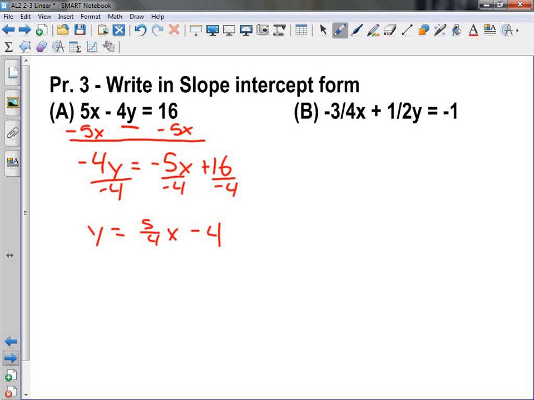A couple things about slope, right? Slope is easier to deal with when we leave it in a fraction instead of a decimal number. So we want to leave it as a fraction. So we have 5/4. Leave it as that. The b value on the end doesn't matter if it's decimal or fraction, but this one right now is going to be easier for us to graph if it's a fraction.